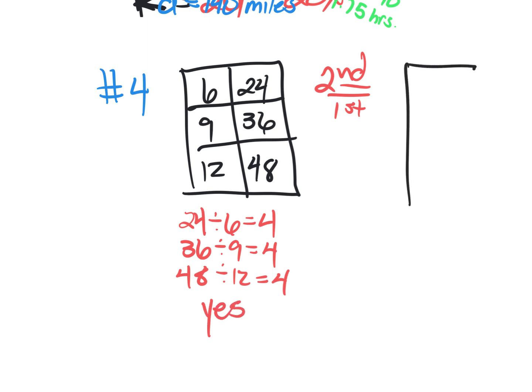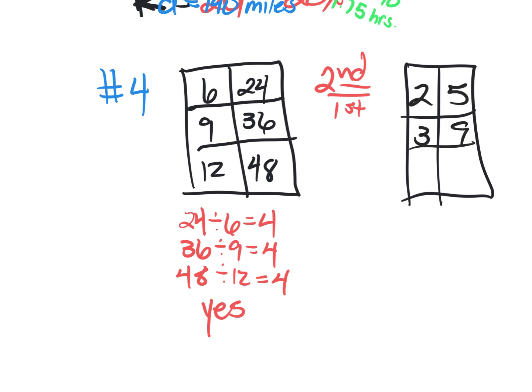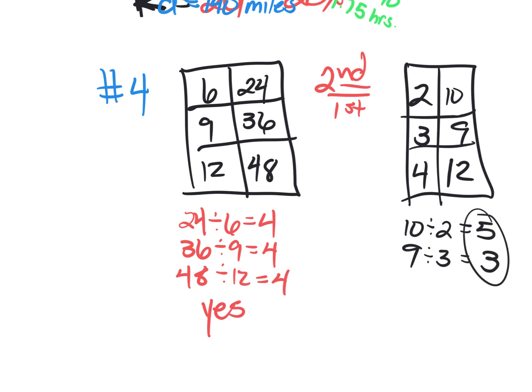Now if I have another chart over here, let's say I have 2, 5, 3, 9, and 4, 12. So, no, let me change that first one so we're not dealing with decimals here. Let's say 2, 10. So second column divided by first column, 10 divided by 2 equals 5. 9 divided by 3 equals 3. Because 5 and 3 are not the same, this is not proportional. So just divide second column by first column. If they're all the same, it's yes. If they are not all the same, it is no.